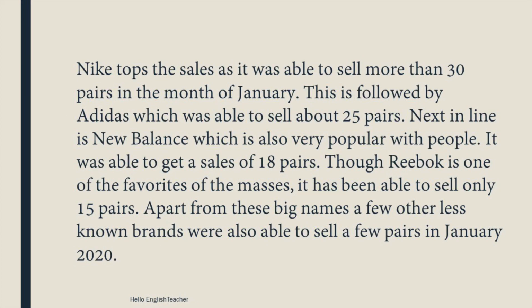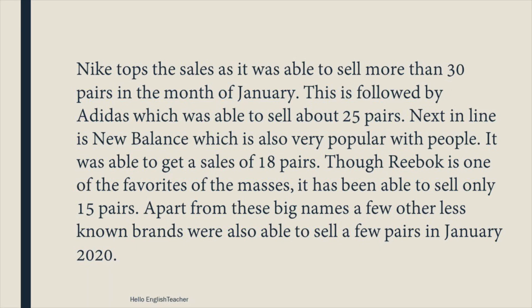And now for the most important part, the second paragraph of the body, that is where you are going to write your analysis and comparison between the different brands. So, Nike tops the sales as it was able to sell more than 30 pairs in the month of January. This is followed by Adidas, which was able to sell about 25 pairs. Next in line is New Balance, which is also very popular with people. It was able to get a sales of 18 pairs.